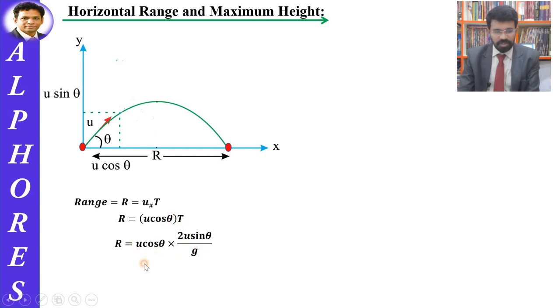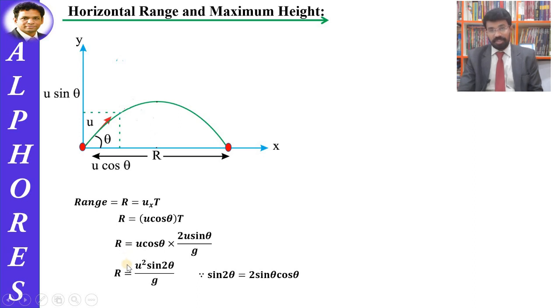Now let us simplify this. What you will get? 2u square sin theta cos theta by g. But 2 sin theta cos theta can be replaced with sin 2 theta. Then finally, what is our conclusion? U square, and whatever 2 sin theta cos theta is, that can be replaced with sin 2 theta. Okay, in the denominator you have g. So this is the expression for horizontal range, and this is very, very important. Horizontal range is equal to what? U square sin 2 theta by g.